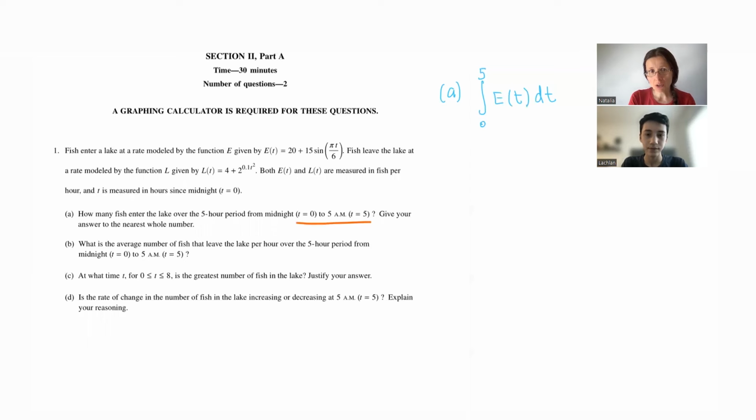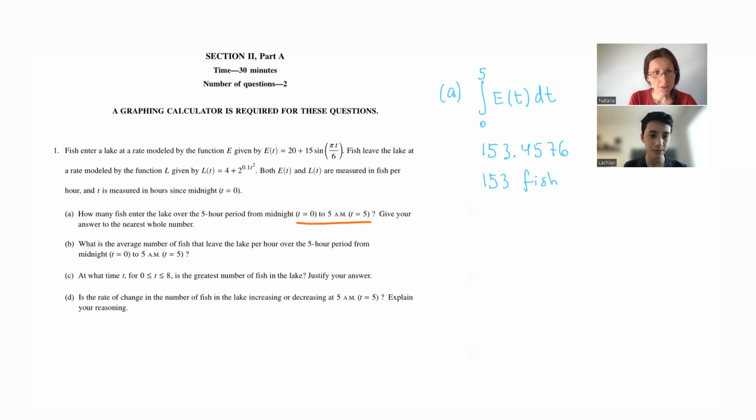And we will compute it on the calculator because this is the function. Actually, we could have done it by hand also, but here we enter it on the calculator. And the answer that we get is 153.457 something. And how do we round it? We round this to 153 fish. And we write that this is fish. So that was the rate they entered, and integrating by time gave us the total amount of fish. That's all for part A.